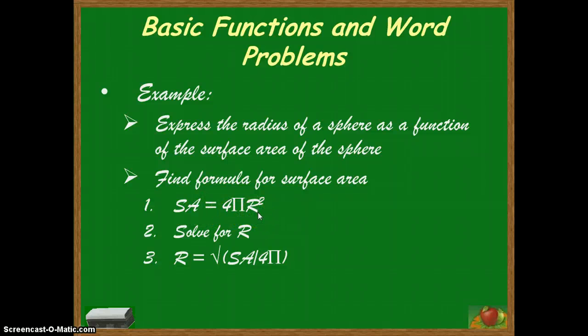But they want that expressed, the radius expressed as a function of the surface area. That means we want to know what r equals in terms of SA. Solving this for r, we get r equals the square root of the surface area divided by 4 pi.